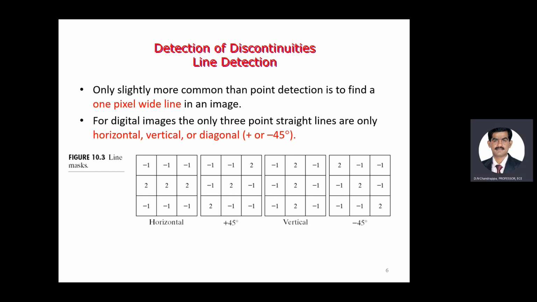Only slightly more common than point detection is to find a 1 pixel wide line in an image. For digital images, only three kinds of straight lines are used: horizontal, vertical, and diagonal. So horizontal, then plus 45 degrees, then vertical, and then minus 45 degrees.